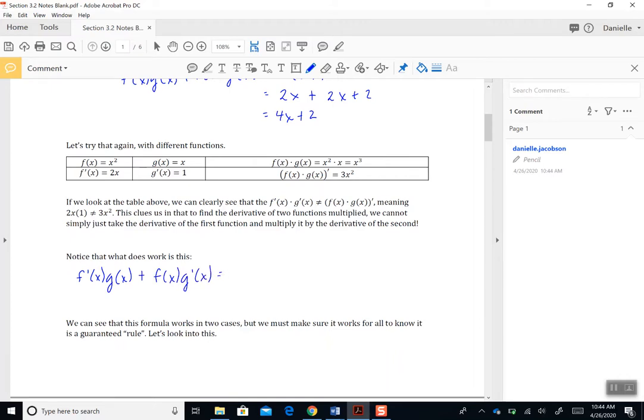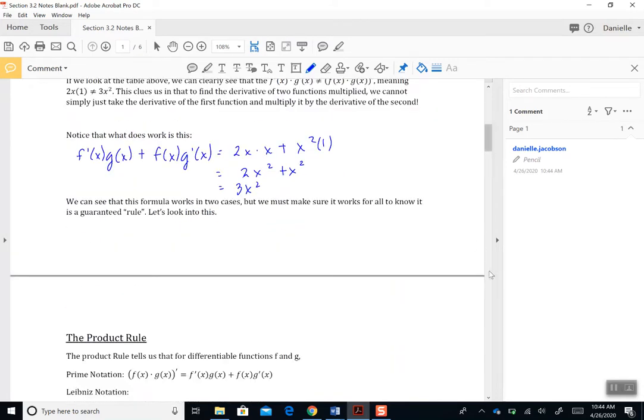All right, so if we go through that and substitute with our table, f prime of x is 2x, g of x is x, plus f of x is x squared, and g prime of x is 1. All right, working through that, we get a 2x squared here, plus, that should be a 1, sorry, plus x squared, which is in fact 3x squared. Okay, so here we see, all right, like that's worked twice. The thing is, we want to make sure that it works all the time.